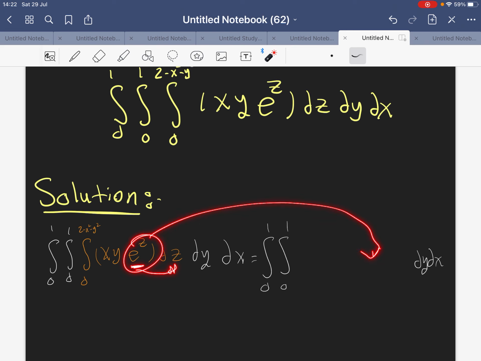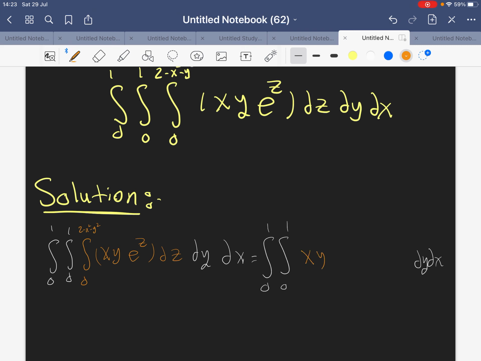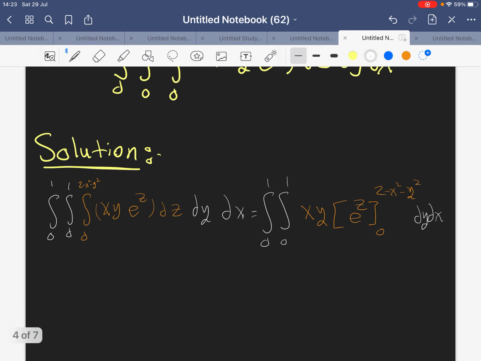Now, if we do this integration, this is an integral with respect to z, dz. So the integral of e power z is the same e power z. Here we have xy, and then we integrate e power z, and we evaluate it from 0 to 2 minus x squared minus y squared.